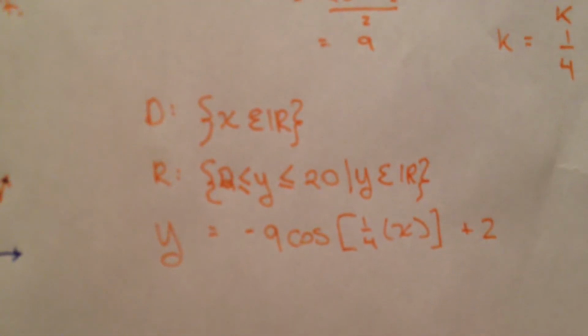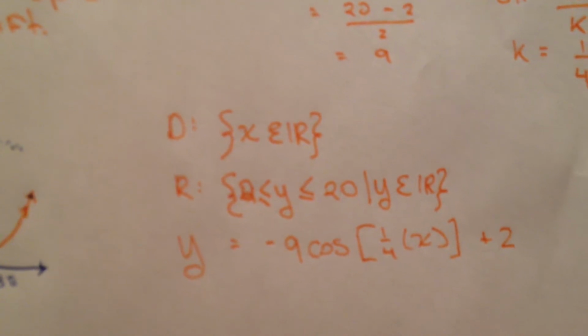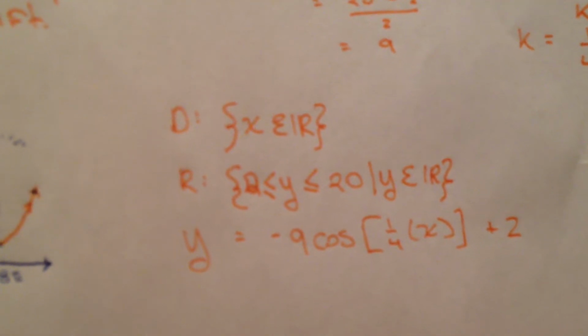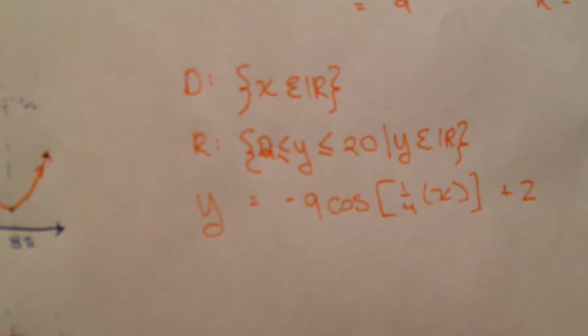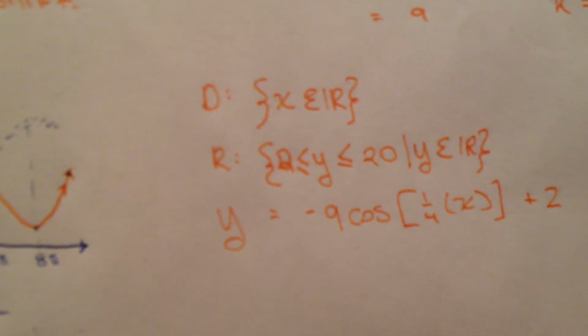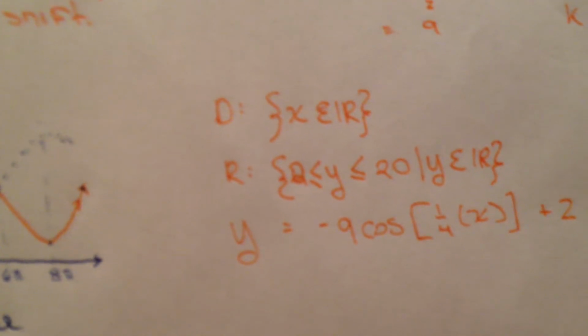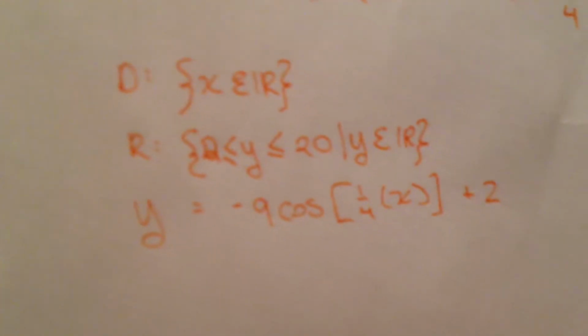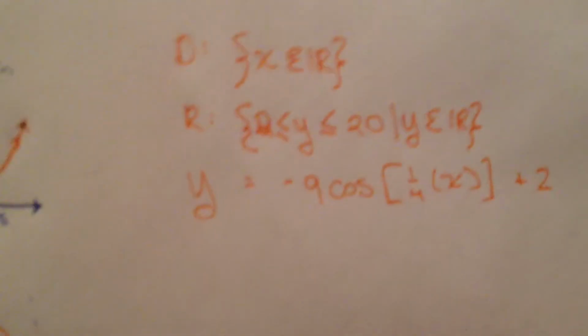Then we have our domain and range. So our domain is all x elements are real. And our range would be y must be greater than or equal to 2, but smaller than or equal to 20. And then y is all real elements.